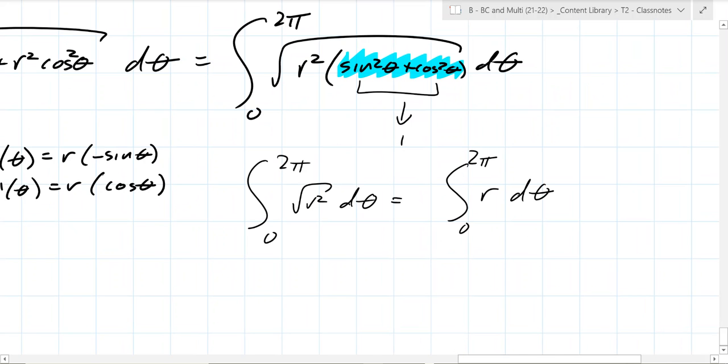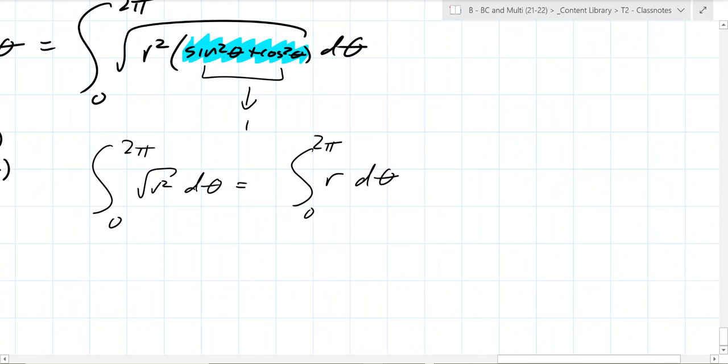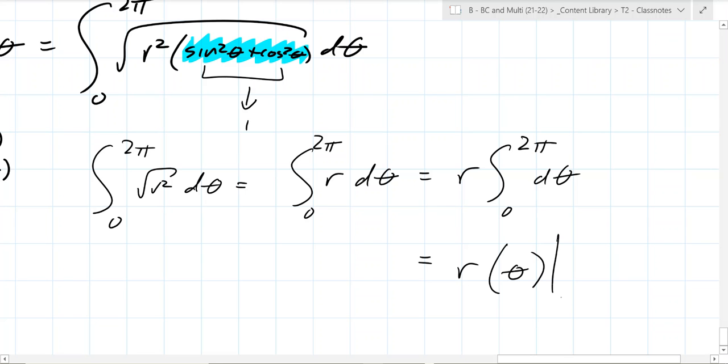R d theta. And r is a constant, everybody. R is a constant. So where can you bring it? R times this d theta. So what is that equal to? R times what? Theta from 0 to 2 pi. What's that equal to? 2 pi r. What did we just prove?